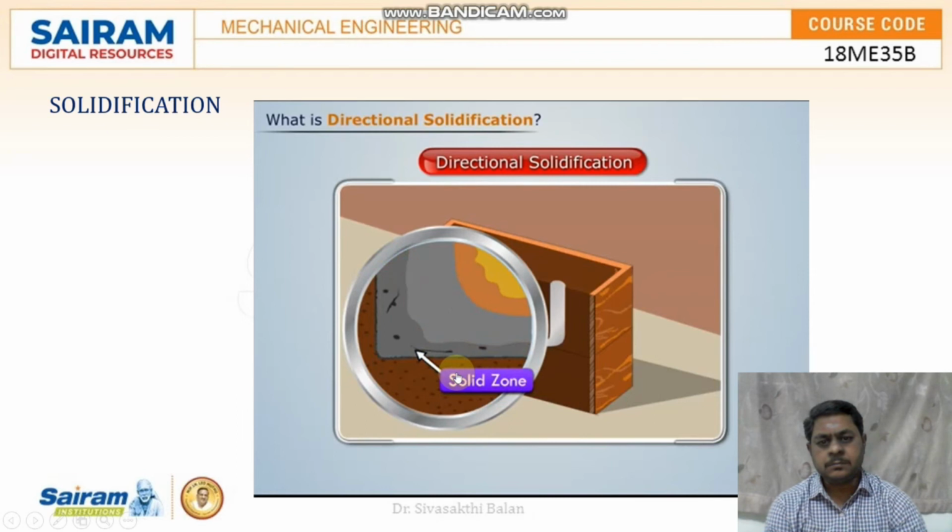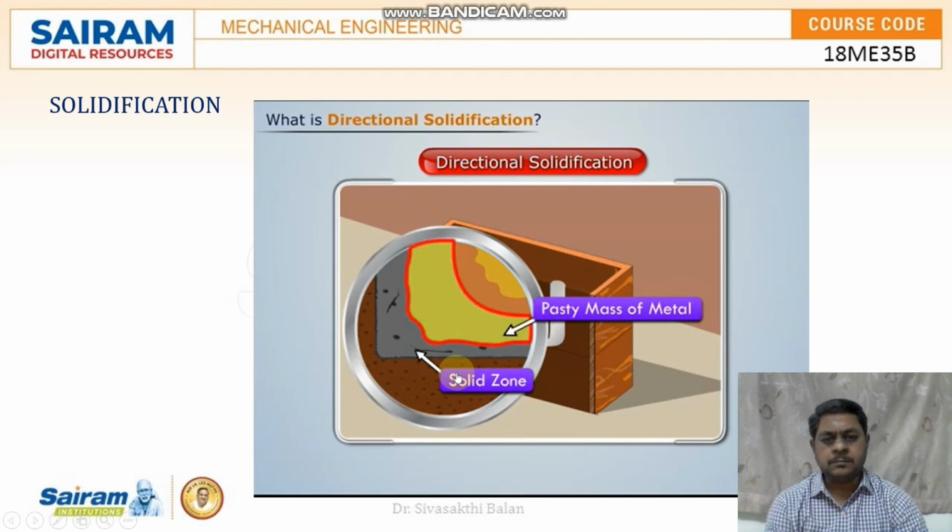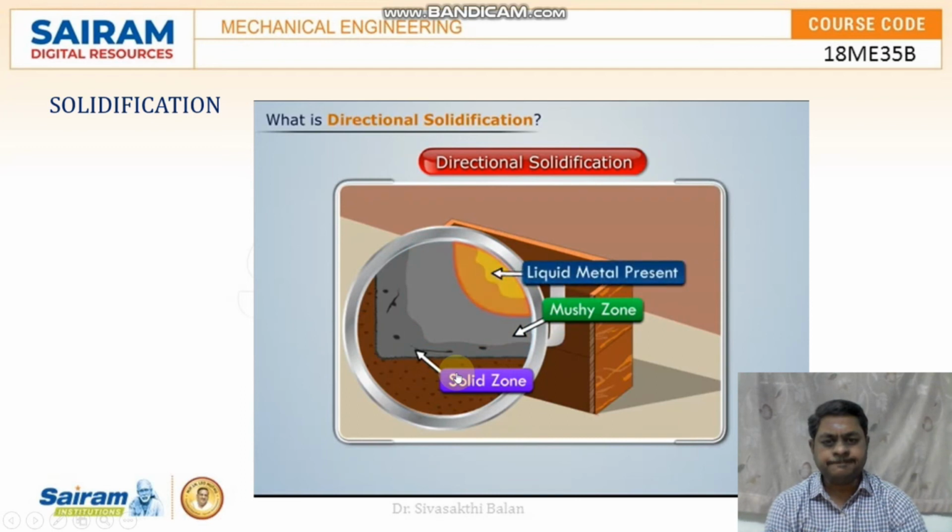Now, above this solid zone, there exists a pasty mass of metal, which is half solid and half liquid in nature. The region where this pasty mass of metal exists is referred to as the mushy zone. Above this mushy zone, the metal exists in liquid form. The region where this liquid metal exists is referred to as the liquid zone.